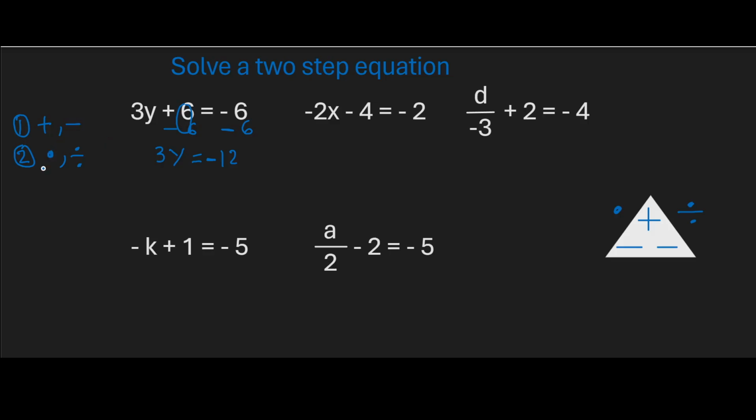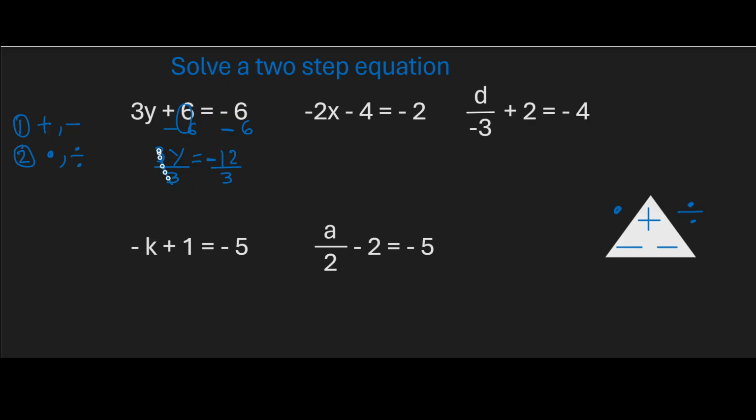Step number two, we're always going to do the opposite. I know many times people say 3y, but in reality it means 3 times y. The opposite of multiplying is dividing. So that means I'm going to be dividing this by 3. You see this line? It means that I'm dividing. Whatever you do to one side of the equal sign, you do to the other side, divide by 3.